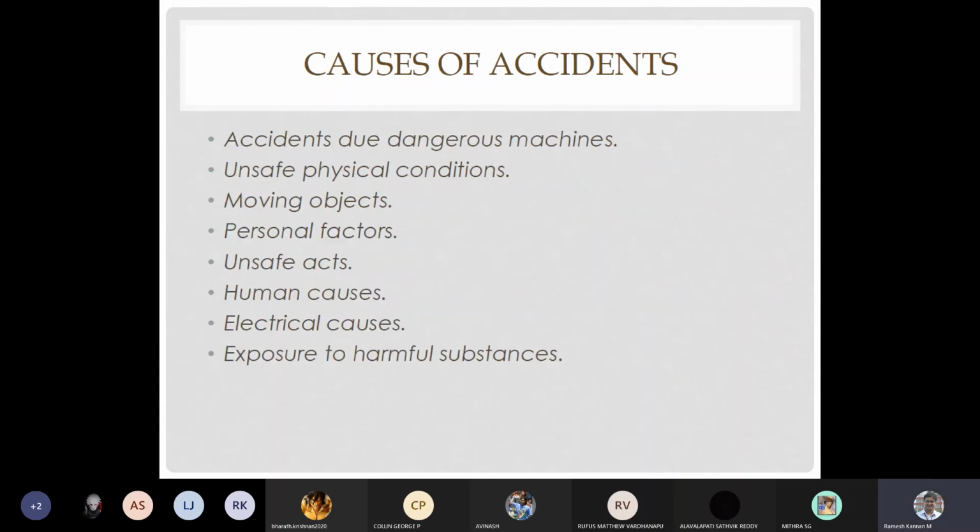And there are plenty of causes for accident. One is due to the dangerous machine, unsafe working conditions, moving objects, and personal factors like substance abuse, or even the psychological factor I just mentioned a couple of minutes earlier. And then unsafe acts. Sometimes you talk about the boilers.